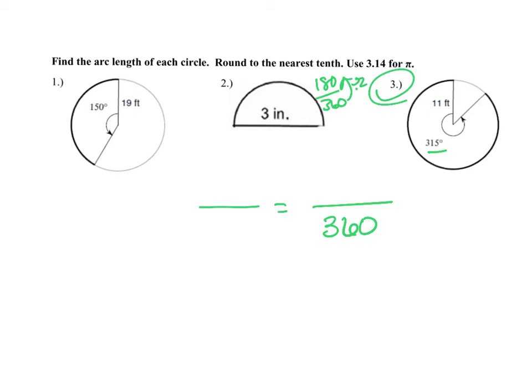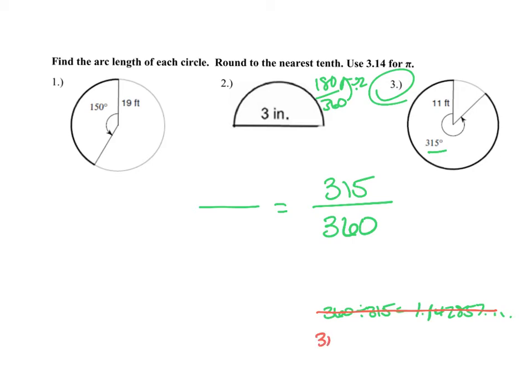Here I have a degrees of 315. Now, if I take 360 divided by 315, I get a really long, ugly number. I get 1.142857, and it keeps on going. I do not want to use that. Don't use it. So I'm going to switch it around.